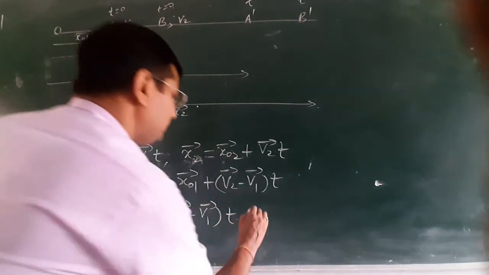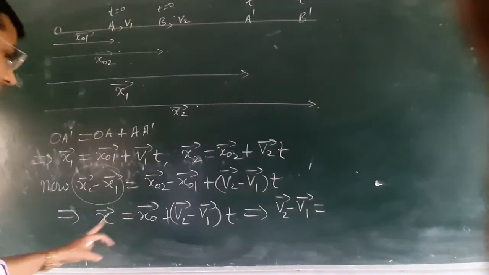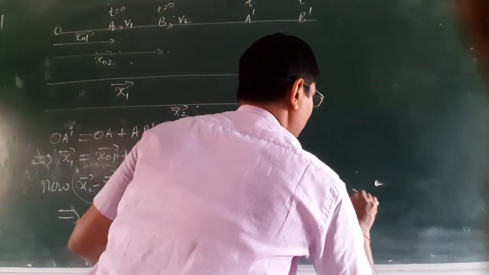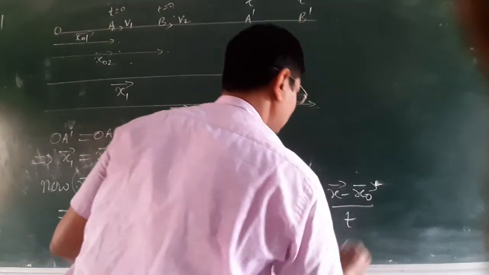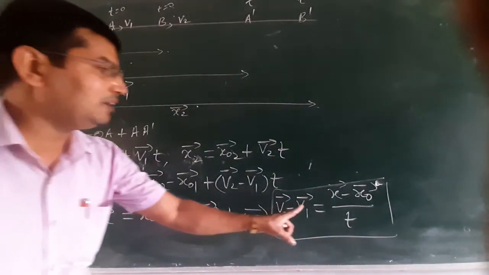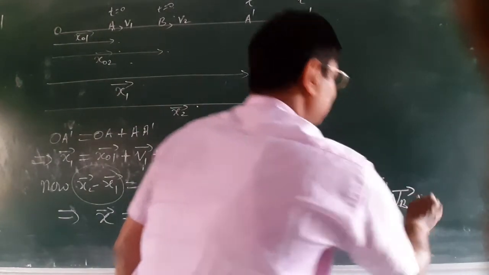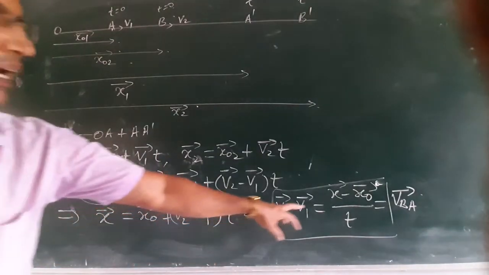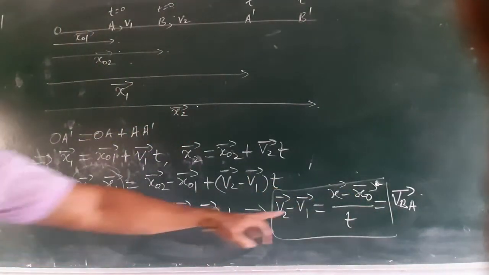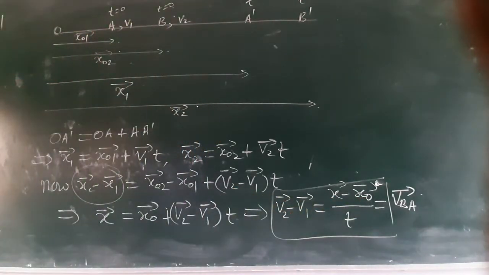So v2 minus v1 is equal to x minus x naught upon t. This is the definition of relative velocity. v2 minus v1 can be written as the velocity of object B with respect to A. The time rate of change of relative separation, relative position of one object with respect to the other, is called the relative velocity of that object with respect to the other object.